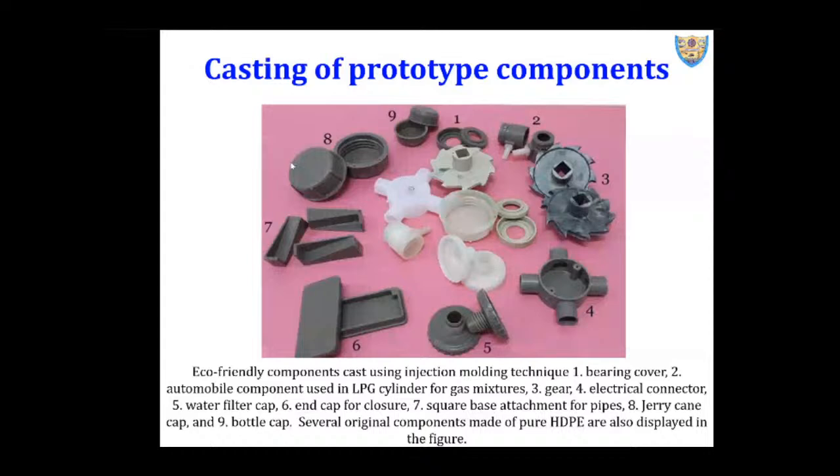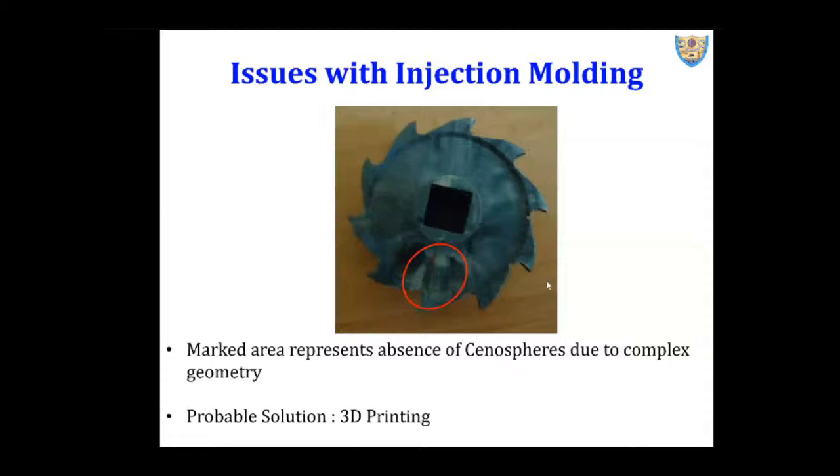Across all these gray colored components, why does this gray color come? Because fly ash is gray. Across all these components, there is component number 3, which is a gear, and I'll focus more on that. If you see this circled zone, there are some white patches present here. What do these white patches mean? Fly ash Cenospheres could not reach these zones. The reason is thick to thin sections and complex geometry. This is what we found out as the outcome, or the problem, of the first PhD graduate.